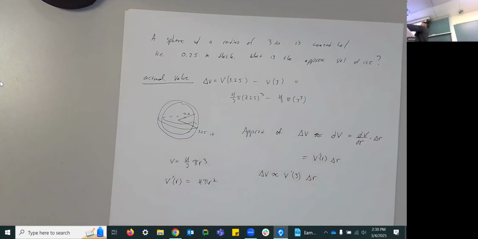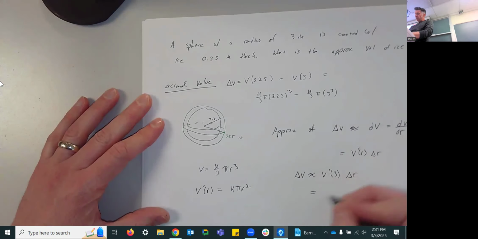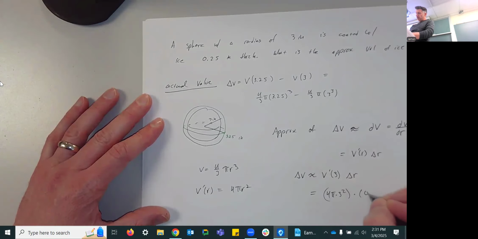Here it's actually a really nice example, because what you're saying is you're taking the surface area, which is whatever it is, and multiplying it by the thickness of the ice to get approximately how much volume of ice. It's not perfect, right? The surface area changes as it gets bigger, but it's a good enough approximation. So we get 4 pi times 3 squared times delta R, which is 0.25, which ends up being 9 pi.